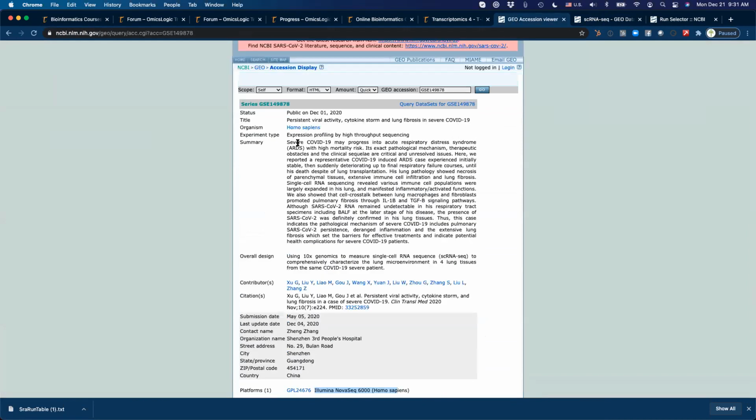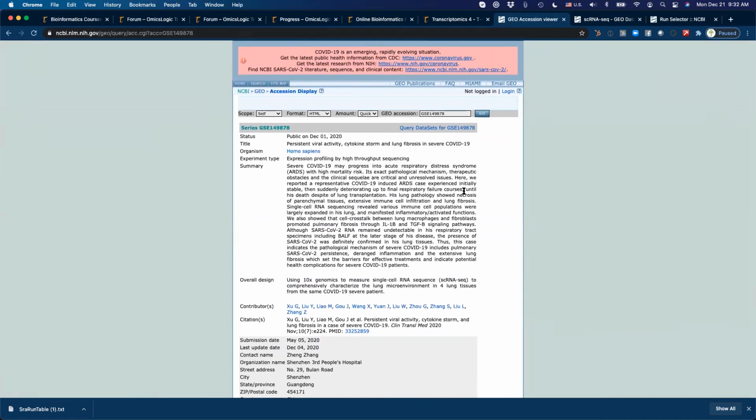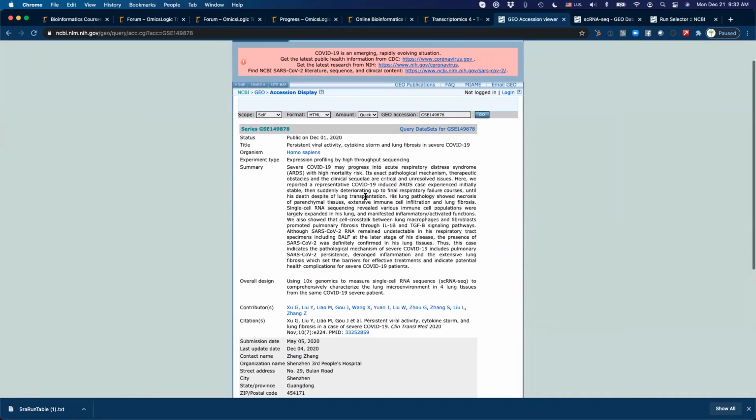So you can see that COVID-19 may progress into acute respiratory distress syndrome, or ARDS, with high mortality risk. Its exact pathological mechanism, therapeutic obstacles, and the clinical sequelae are critical and unresolved issues. Here, we reported a representative COVID-19 induced ARDS case, initially stable, then suddenly deteriorating up to final respiratory failure, with a course until his death despite lung transplantation.